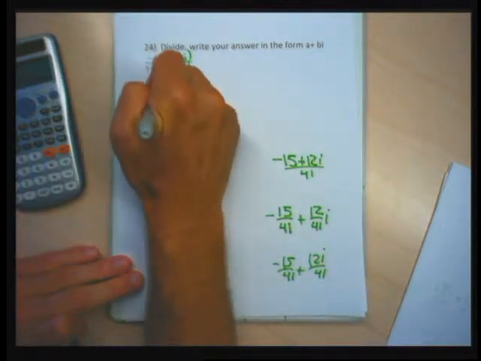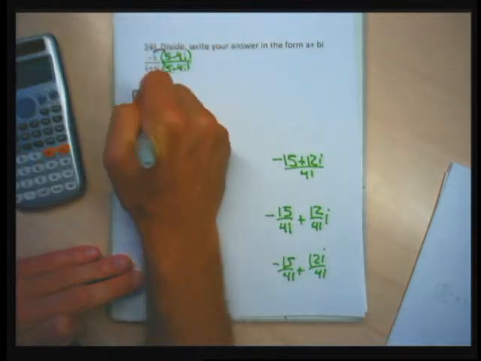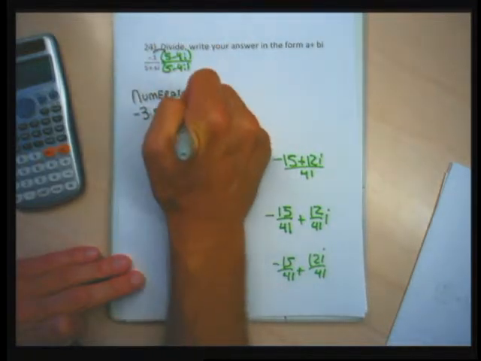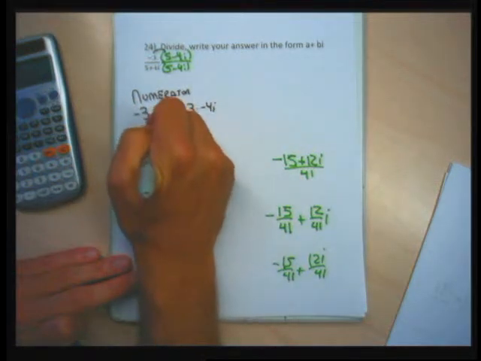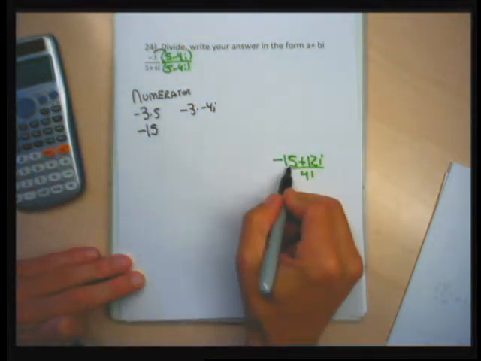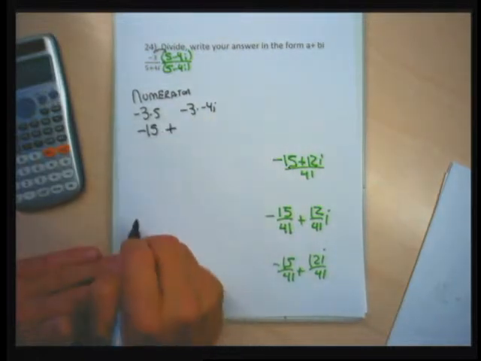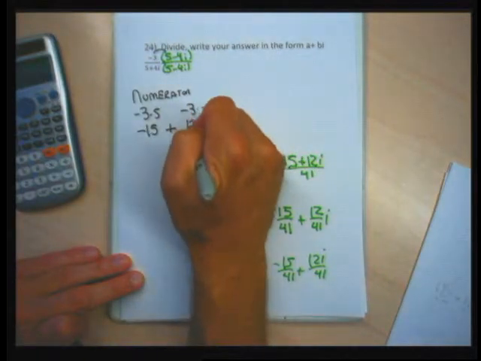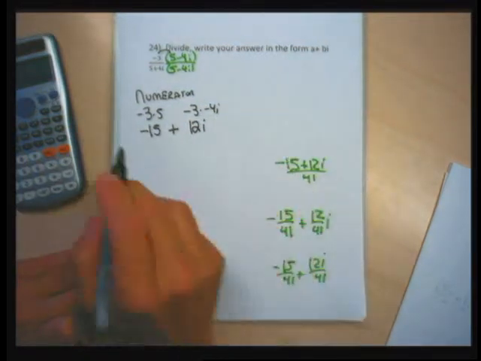So for the numerator, I need to do two multiplications. I do negative 3 times 5 and negative 3 times negative 4i. The negative 3 times 5 is the negative 15 in my answer. The negative 3 times negative 4i, they're both negative, so I get a positive. 3 times 4 would be 12 in general. So that's part of my answer.